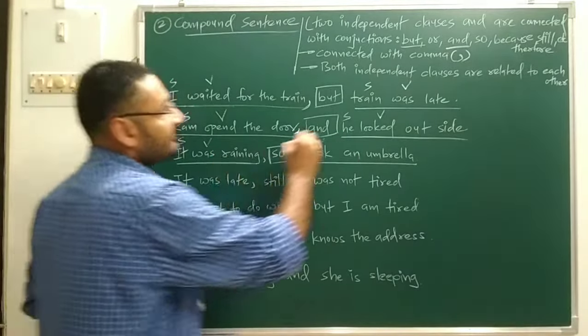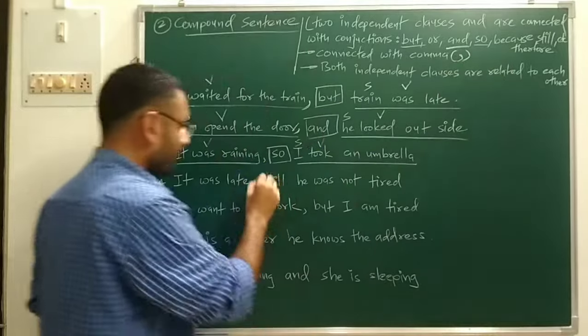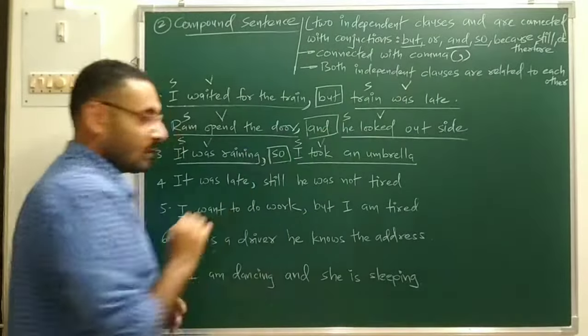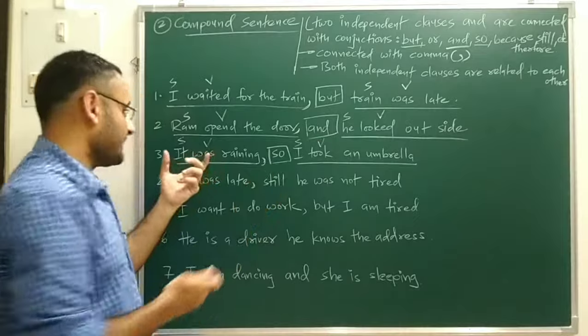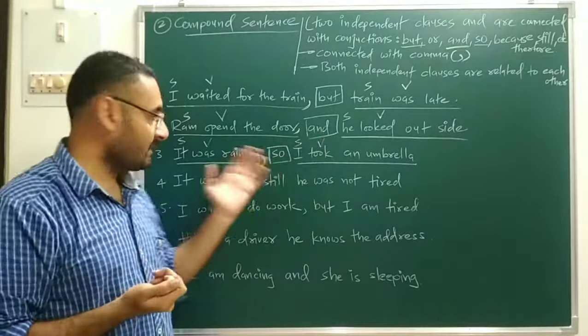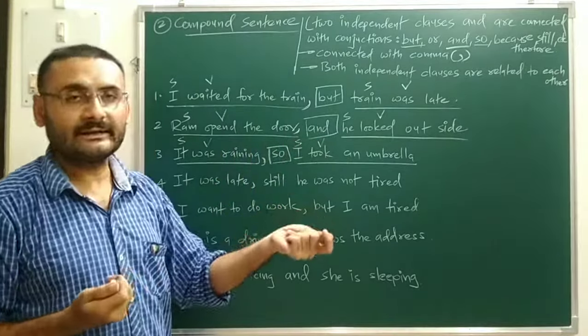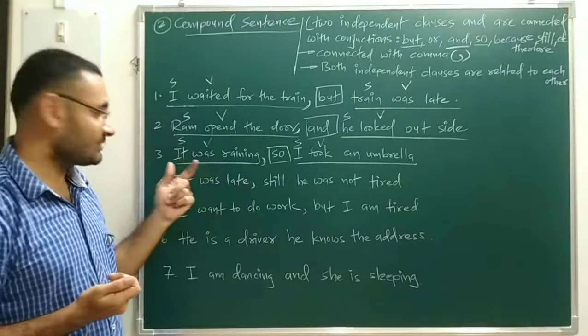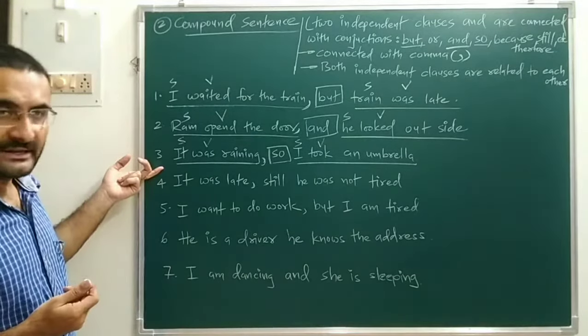So both of the independent clauses are connected with what? With conjunction so, and one comma, and both are related to each other: it was raining, so I took the umbrella. That means both are related. Why have you taken the umbrella? Because it was raining. So that sentence is a compound sentence.